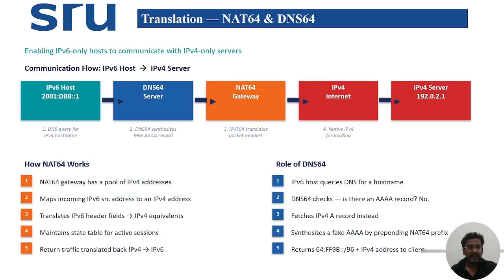So translation, NAT64 and DNS64, a common workflow. This is a common workflow of an IPv6 host to IPv4 servers. Initially the IPv6 host uses DNS64, then NAT64, then to the IPv4 server. So how does it work? A NAT64 gateway has a pool of IPv4 addresses and maps incoming IPv6 addresses to an IPv4 address, which translates the IPv6 header to IPv4.